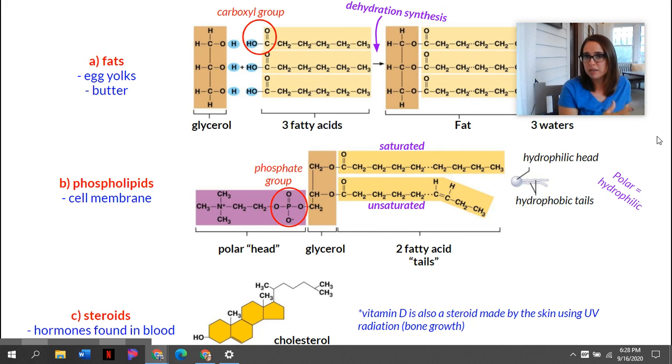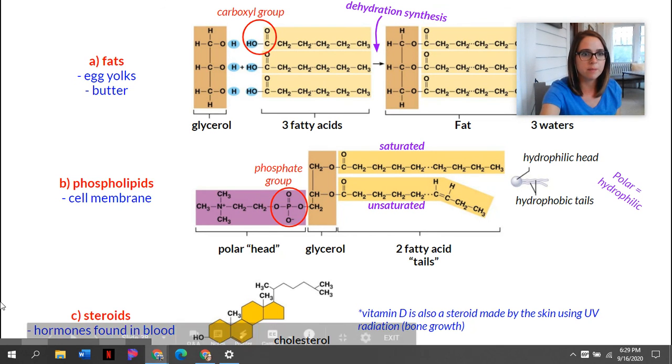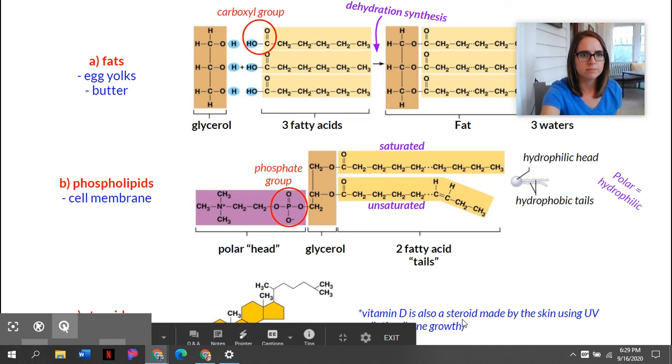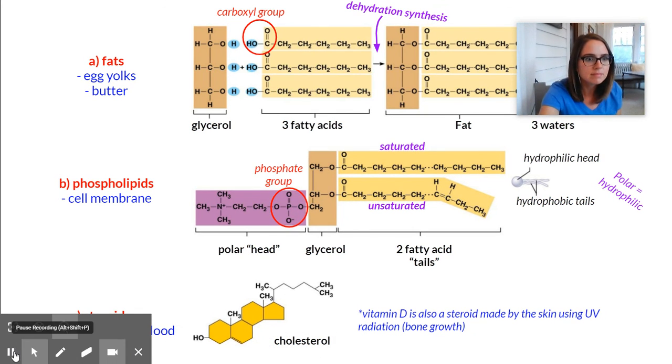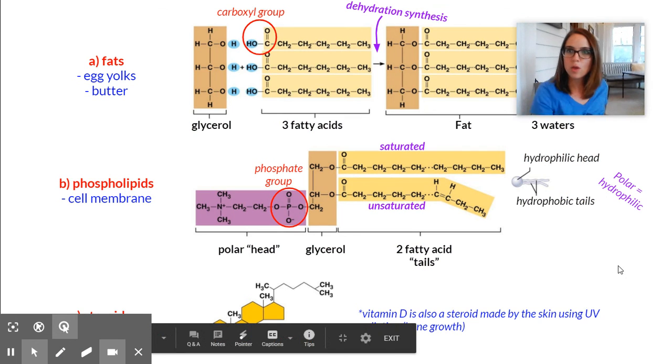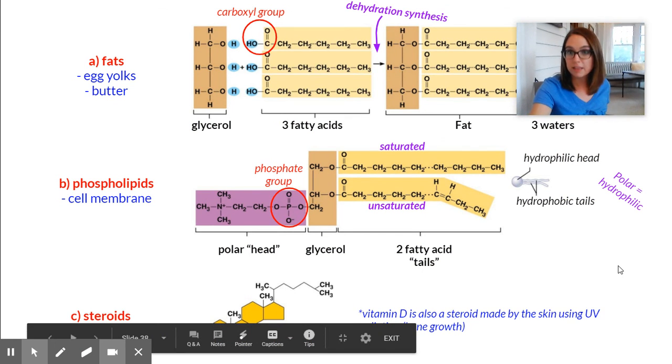So vitamin D is really important. We're going to talk about it when we do the integumentary system and the skeletal system. I believe also when we do our endocrine system and our hormones as well. All right, so those are our lipids.